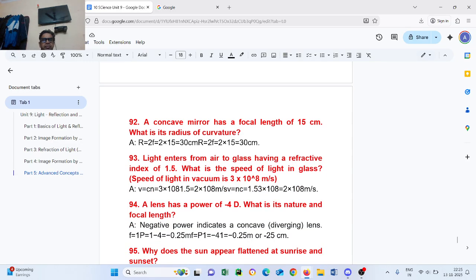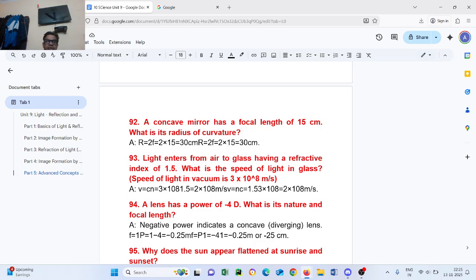Light enters from air to glass having a refractive index of 1.5. What is the speed of light in glass? The speed of light in vacuum is 3 multiplied by 10 to the power 8 meter per second. v equal to c upon n, 3 multiplied by 10 to the power 8 upon 1.5 equal to 2 multiplied by 10 to the power 8 meter per second.